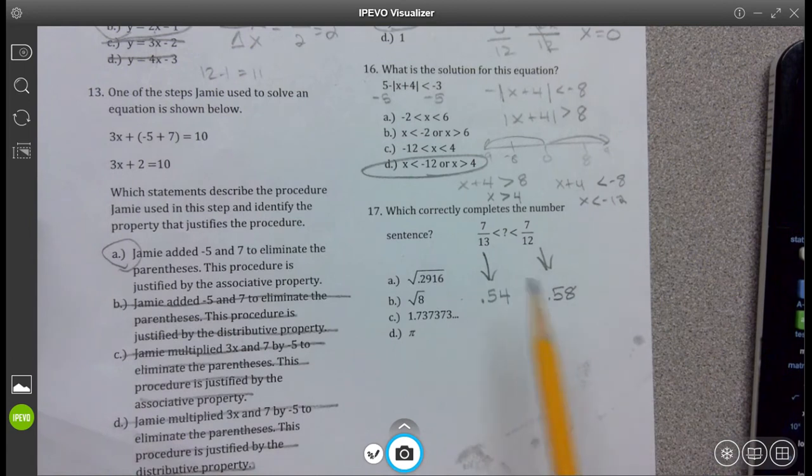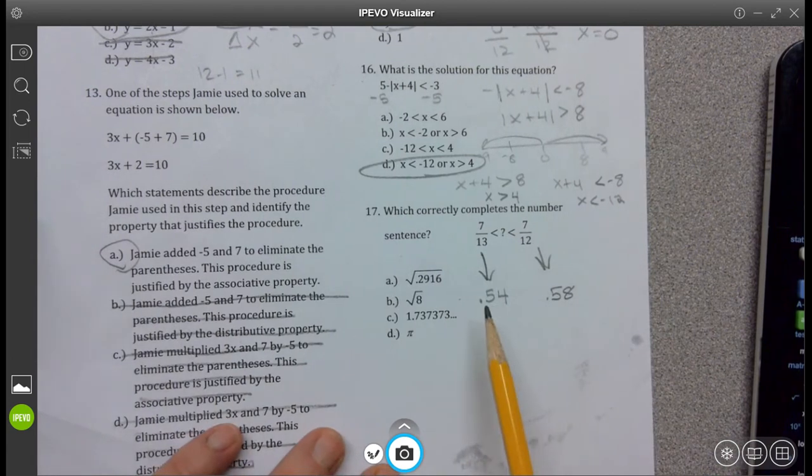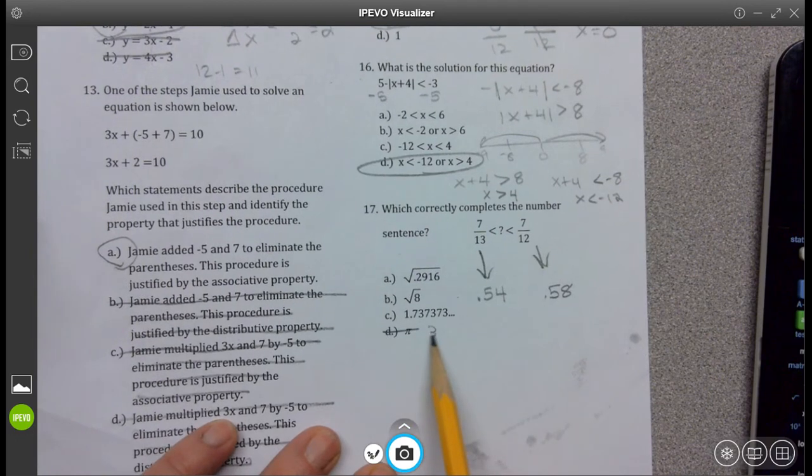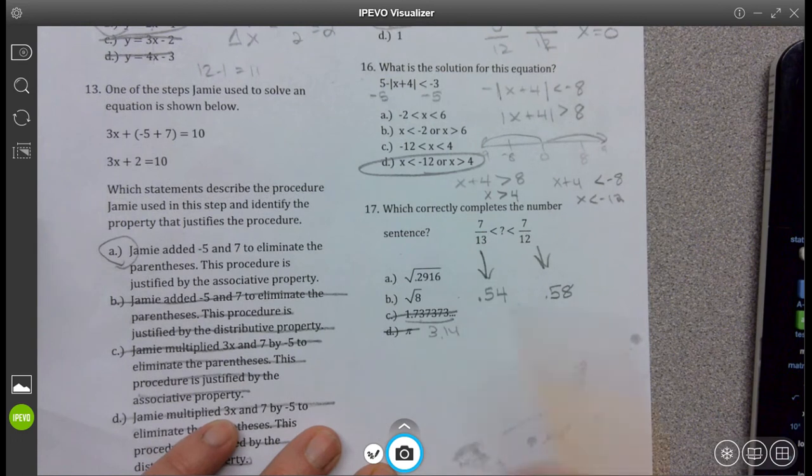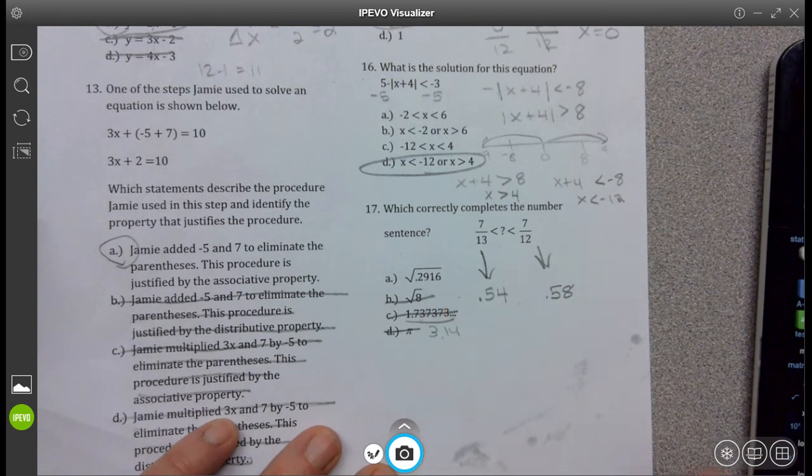All right, when I divide these to get them into decimals, I need something that's going to be between 0.54 and 0.58. Well, pi is obviously not that because that's 3.14. This is way bigger than those. Square root of 8 is 2.28. All right, so it must be this one. Let's try it.